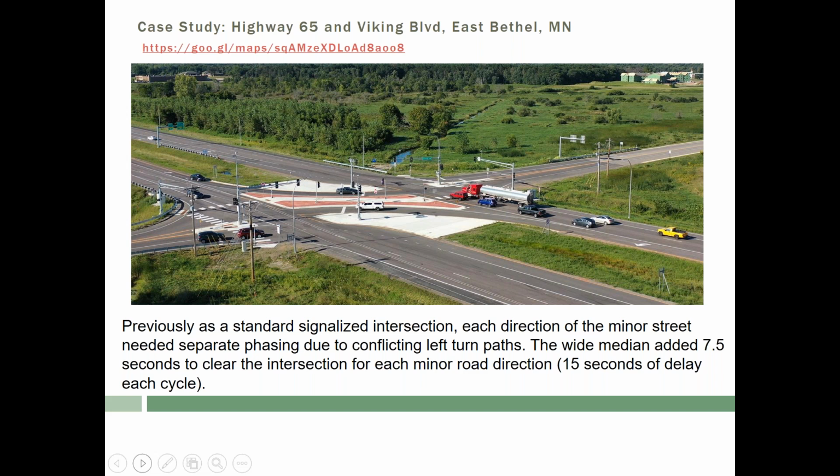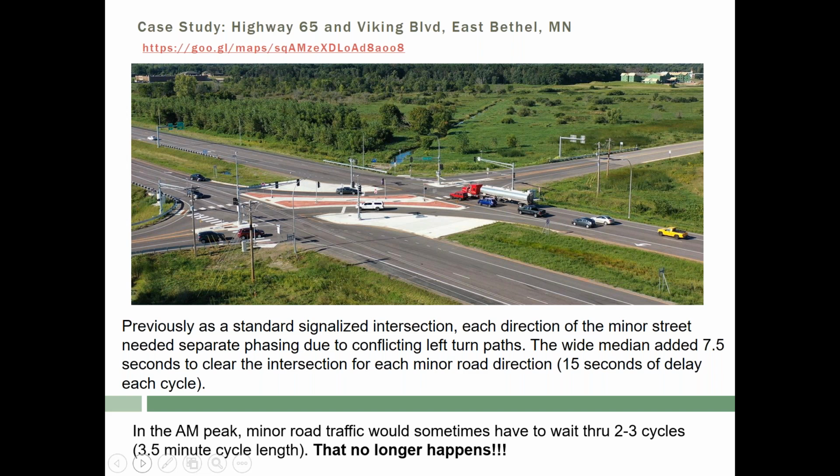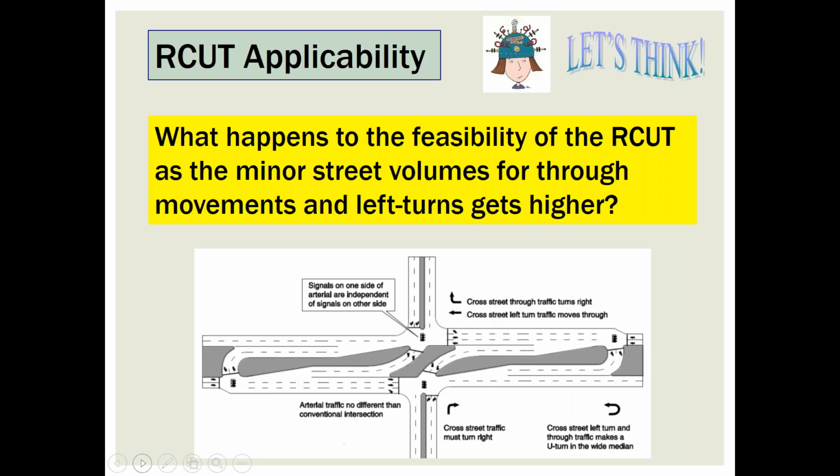And because of how the intersections aligned, each approach on the minor street had its own phase. So that was 15 seconds of delay time per cycle. With the fairly significant volumes, especially in the morning peak period, that resulted in some significant delays. Sometimes drivers would have to wait through 2 or even 3 cycles of the signal, a long 3.5 minute cycle length. Well, since the R-CUT was put in, that no longer happens. It is a far more efficient traffic signal scheme.